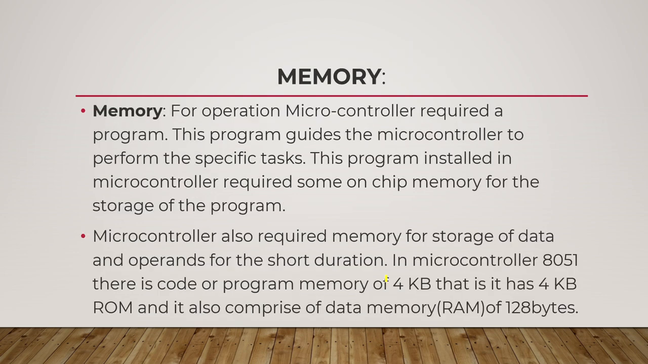Next, memory. Memory also plays a major role. For example, the operation of a microcontroller requires a program. Every microcontroller is given a program, and where do we store this program? In memory. A microcontroller has memory first, so we can dump the program into that memory and execute the remaining tasks. This program guides the microcontroller to perform specific tasks.